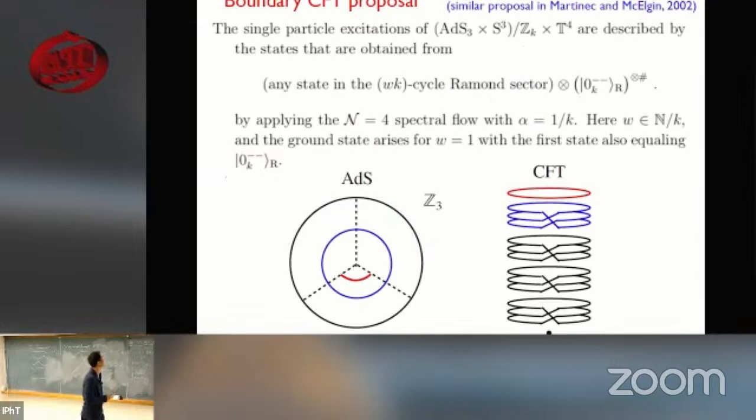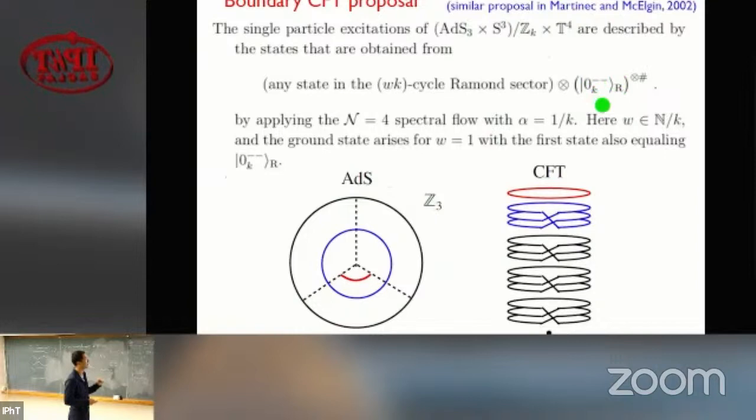Now let's try to reproduce the same spectrum from the boundary CFT. This is very similar to the proposal made in a paper by Martinec and McElgin in 2002. Maybe let me expand from the picture. The original AdS corresponds to the boundary CFT where all the cycles are one-cycles. Now we fold the boundary, each one-cycle of the boundary into a k-cycle. So the AdS3 cross S3 Z_k orbifold background corresponds to the CFT state where all the cycles are k-cycles.